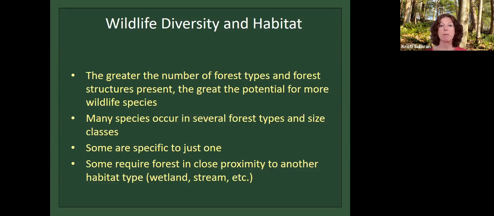Many species occur in several forest types and size classes. So deer, for example, will occur in just about any forest age or type or size class, though they would find more food in young forests than in mature forests. And others are specific to just one. So maybe the fisher is a good example of that. It prefers mature forest. And then some require forest in close proximity to other habitat types. So maybe wetlands or streams. Some of our turtles like to overwinter in streams. So with a wood turtle, for example, but it's basically a forest species for the rest of the year. That's just a couple examples.